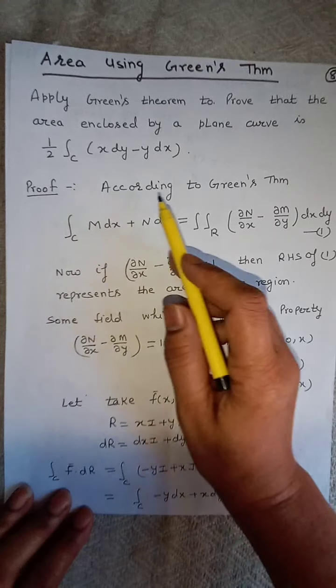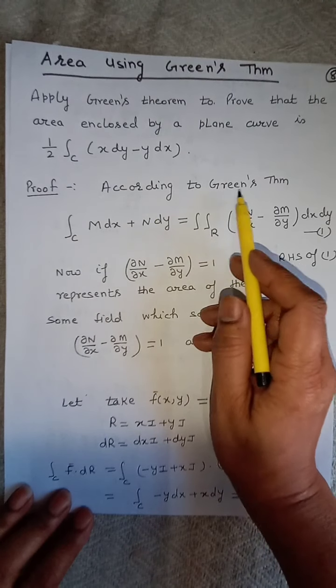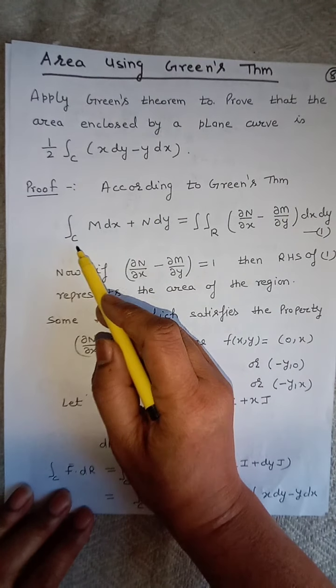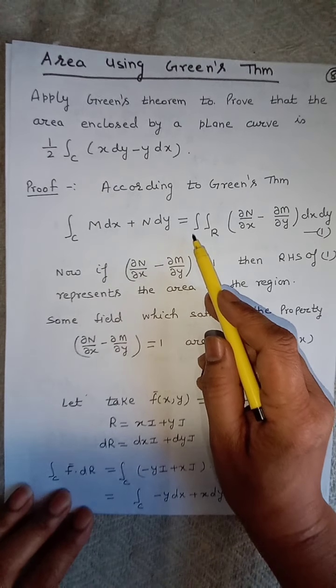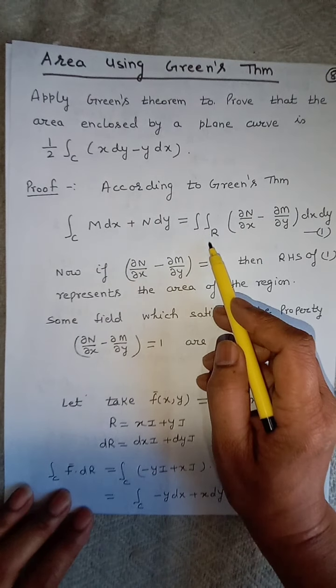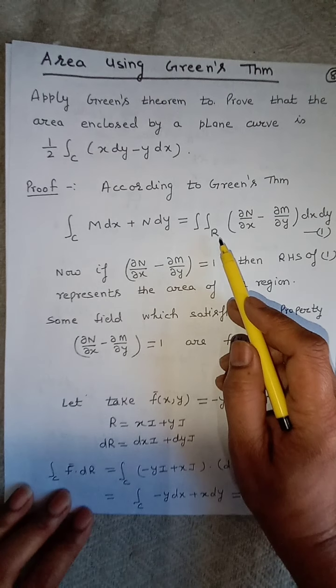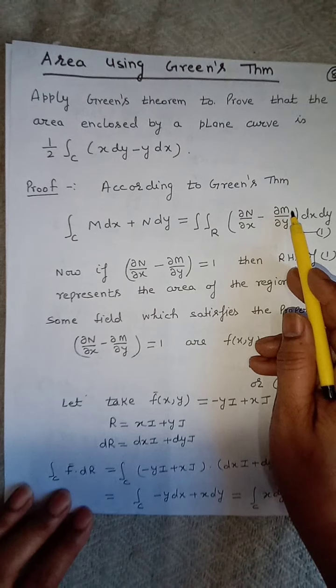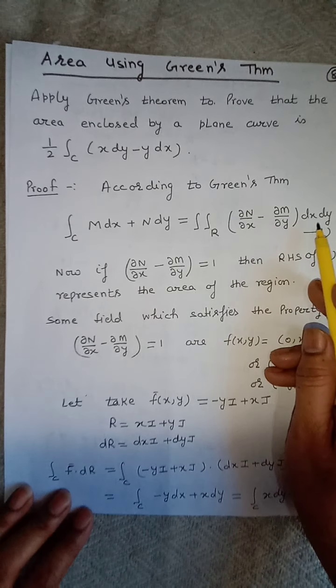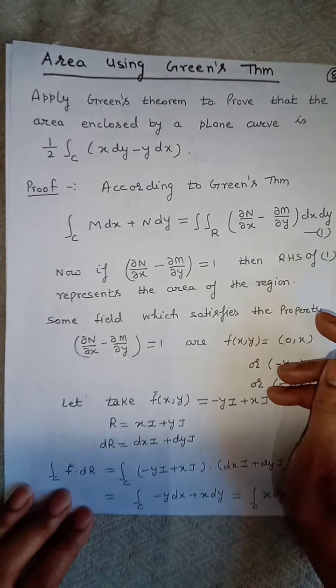Now come to the proof. We know that according to Green's theorem, ∮c (M dx + N dy) is equal to the double integral over the region R of (∂N/∂x − ∂M/∂y) dx dy. Let this be equation 1.